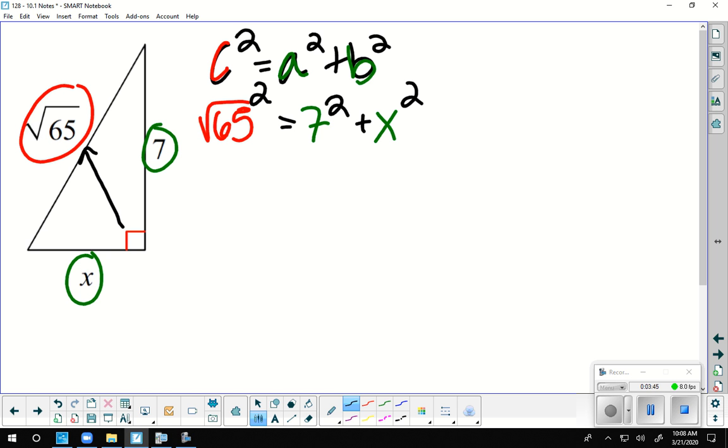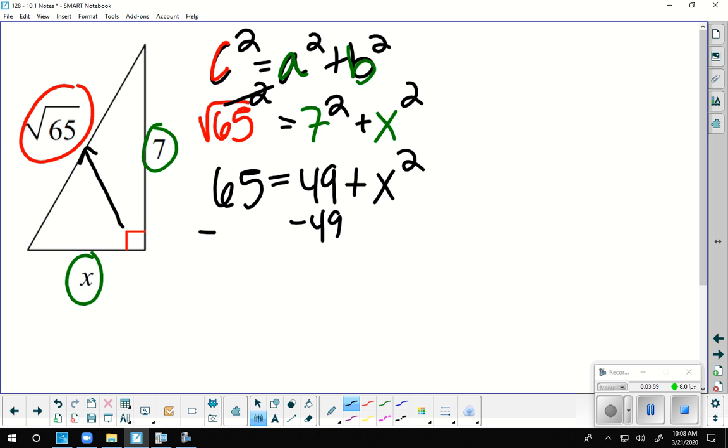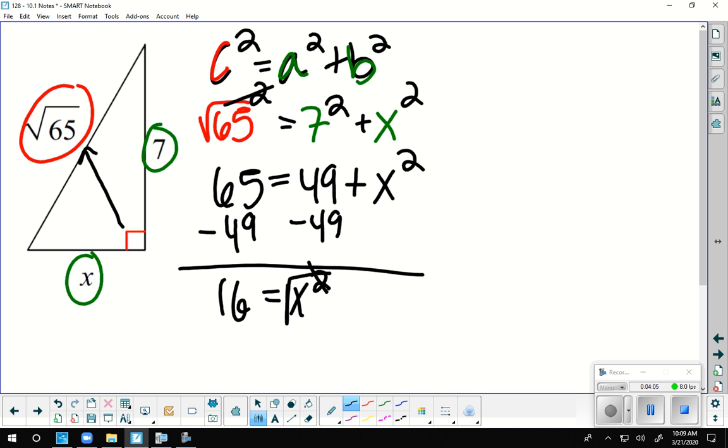So again, the square root and the square undo each other. So this just means this is 65. And then 7 squared is 49 plus X squared. I want to isolate my variable, so I'm going to subtract 49 from both sides, and that gives me 16 equals X squared. Now we want to undo the squared on the X, so I'm going to take the square root of both sides, and the square root of 16 is 4, because that's a perfect square. You could type that in your calculator if you were not able to recognize that.